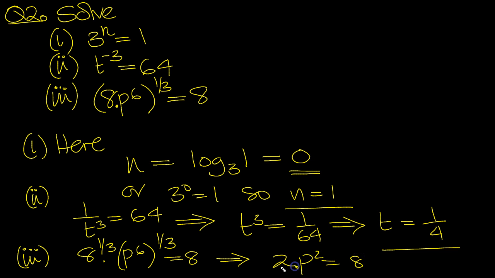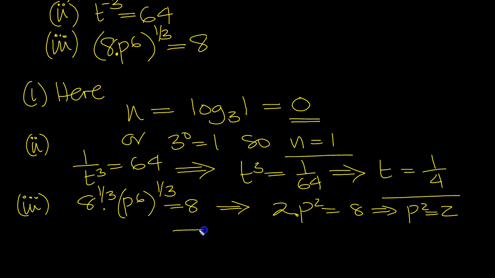equals 8. Now move the 2 from times down to divide. p squared will equal 8 over 2, which is 4. And then square root both sides. That tells us that p is equal to plus or minus 2. 8 over 2 is 4, so square root both sides, p is plus or minus 2.